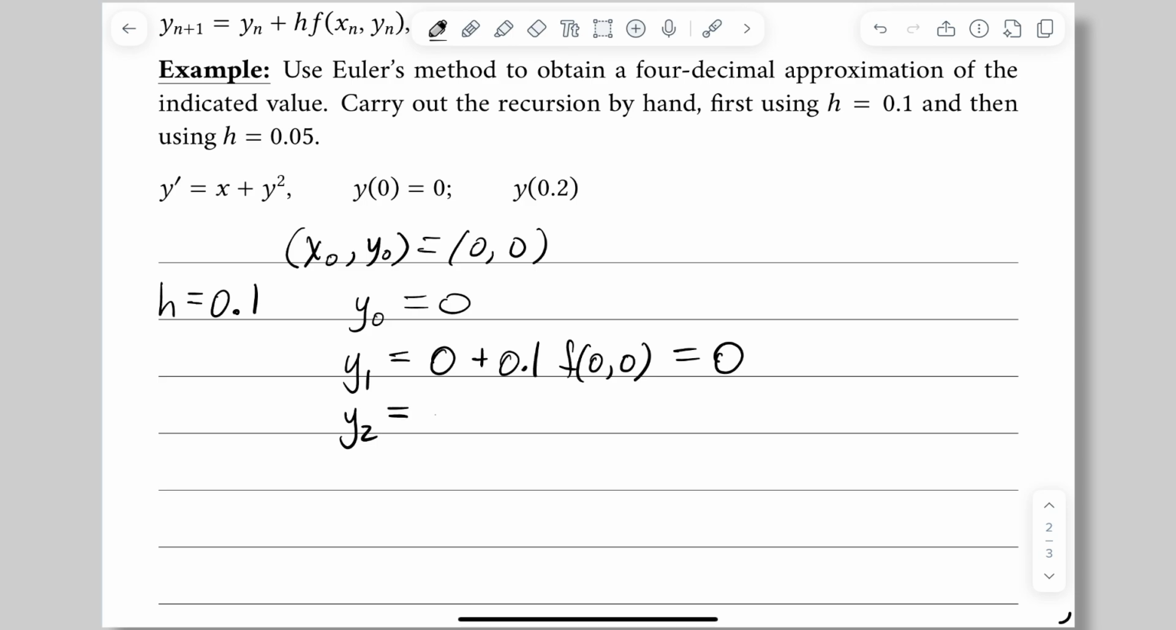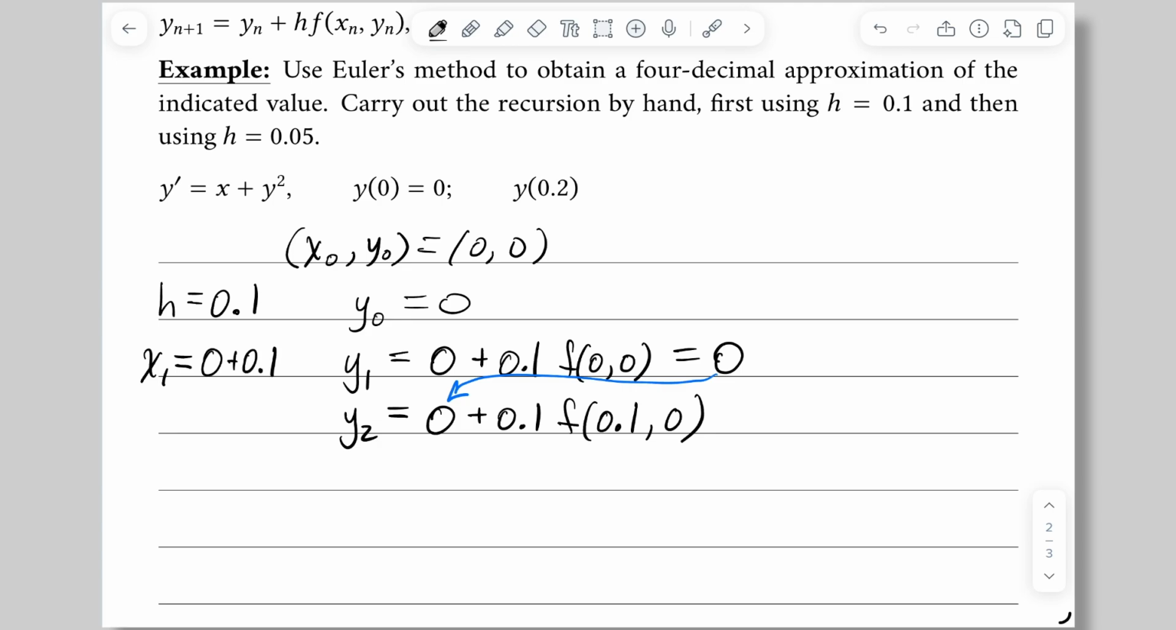y2 is equal to the previous y value plus the step size 0.1 times f of, now we have a new x value, it's 0.1, and the y value is 0. Why is the new x value 0.1? Because x1 is equal to the previous x value 0 plus 0.1, the step size. y2 then turns out to be 0.01, and now let's put some stuff together here.